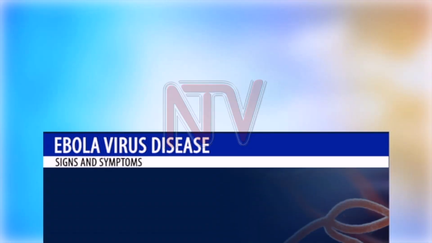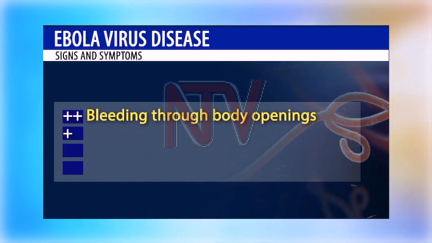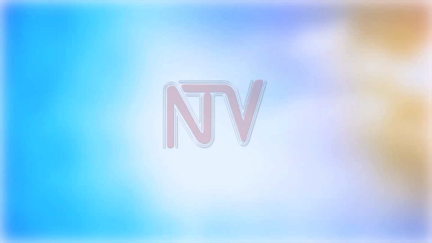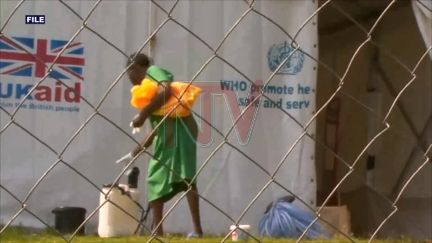The symptoms of Ebola include muscle pain, sore throat, vomiting, bloody diarrhea or urine, bleeding from body openings, high fever, headache, and body weakness. Ebola is spread through direct physical contact with body fluids like blood, saliva, stool, vomit, urine, and the sweat of an infected person or animal. Walter Mwesije, NTV.